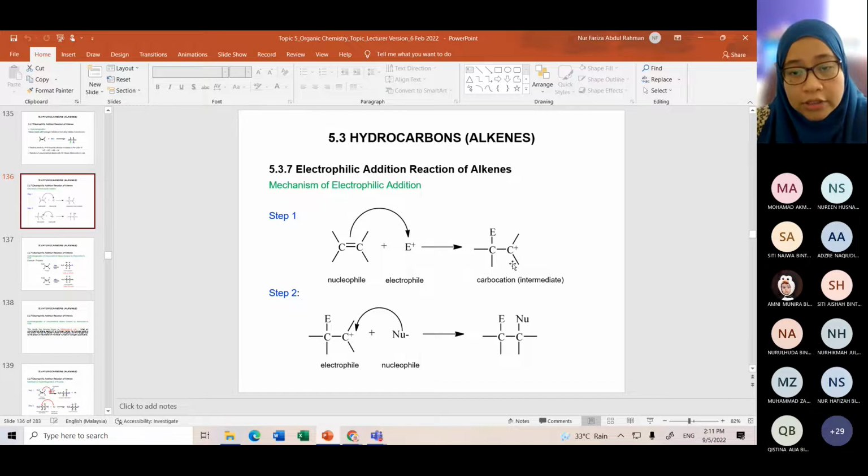The carbocation is unstable, because why? The stable form of carbon should have four bonds. But now when it becomes a carbocation, it only has three bonds, so it is unstable. And then the carbocation next will become the electrophile. Then the nucleophile will attack the carbocation and add itself to the carbon.